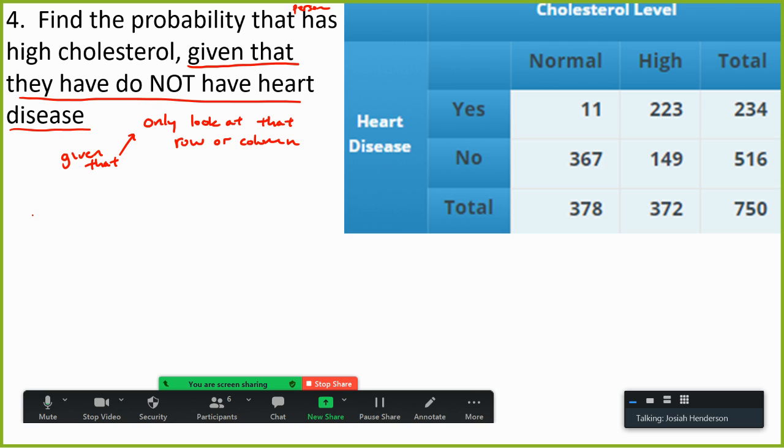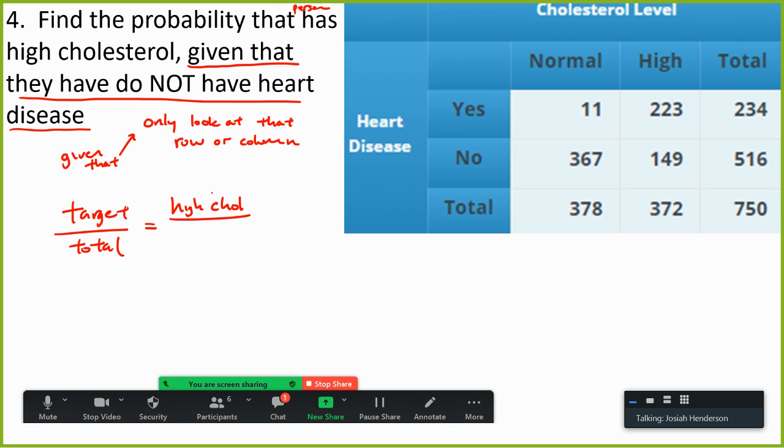So let's do this in a step-by-step way. Asking for a probability, so we know we want target over total. What's our target this time? Find the probability that what? What's just the target? Probability that X is happening. What are they asking for? The high cholesterol. Okay, thank you, Aaron. Yes, so high cholesterol is our target.